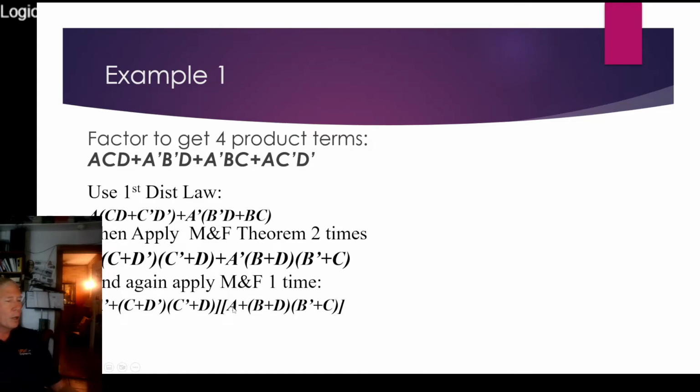And so now the next thing you should notice is what's in here is very much like x plus yz, where A prime would be x and C D prime would be y, and the quantity C prime plus D would be z. So now we take x plus yz, the second distributive law, and that's going to convert to x plus y quantity times x plus z.